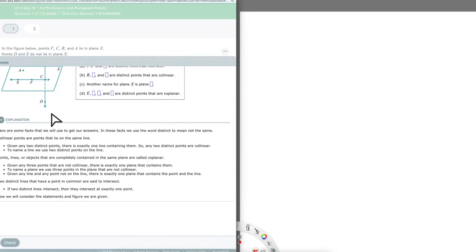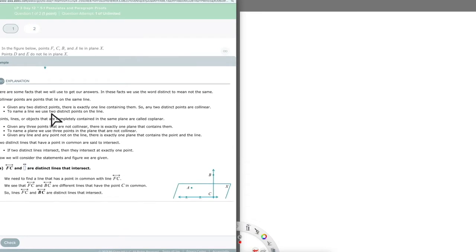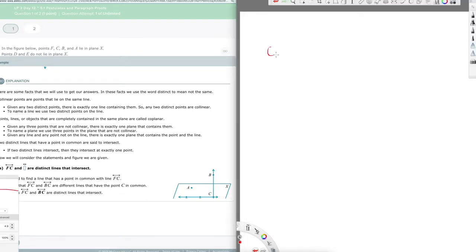To start the geometry, there's quite a lot of background we need to know. With collinear, whenever we hear co and linear, co means to share or the same, linear means line. So if I'm asking about collinear points, they are points on the same line. Same thing with coplanar.